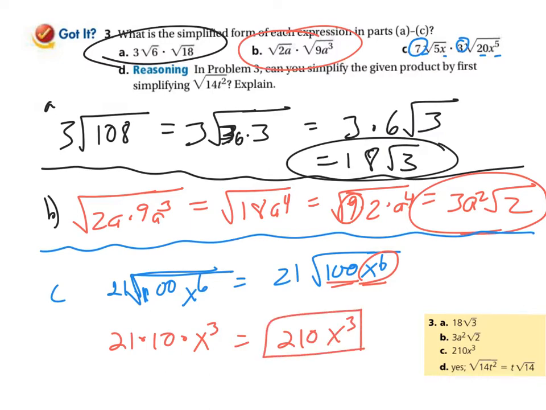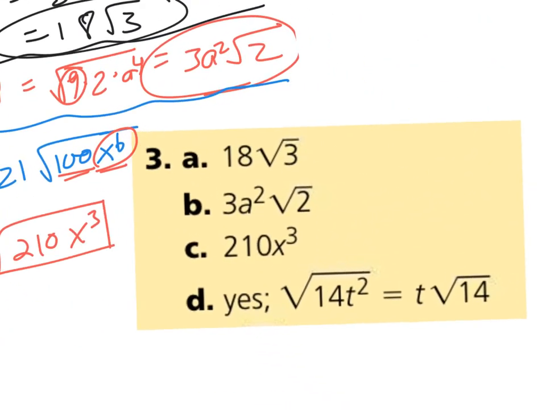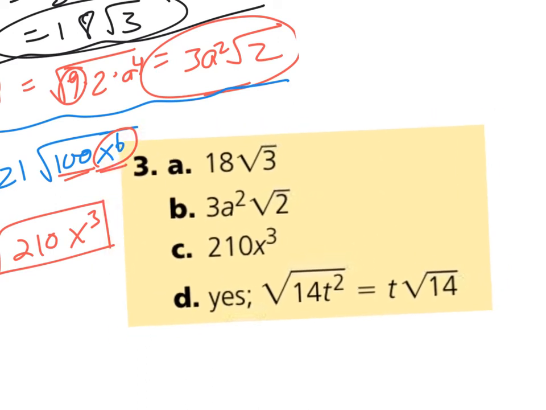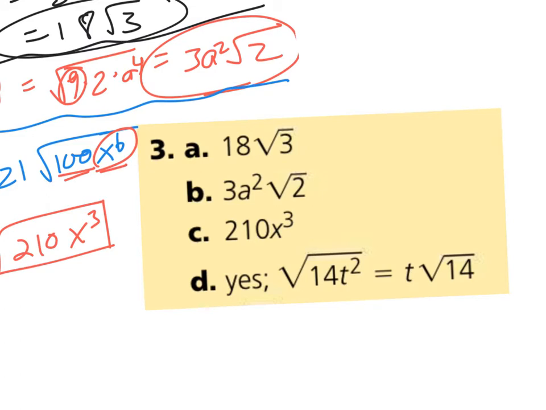And then finally, talking about the D there, in problem 3, can you simplify the given product by first taking the one on the right and making it 14t squared, and can you simplify that first? Absolutely. We can pull that t out, and you can see the example down here. We can pull that t out of there first. So the t squared becomes just t on the outside, and then we have to leave the 14 on the inside, then go through and follow the other steps we've already had.